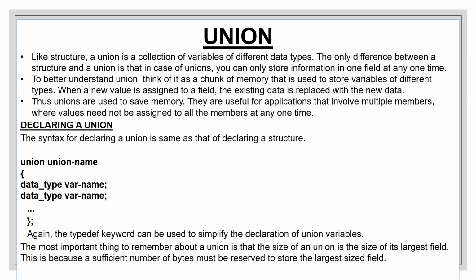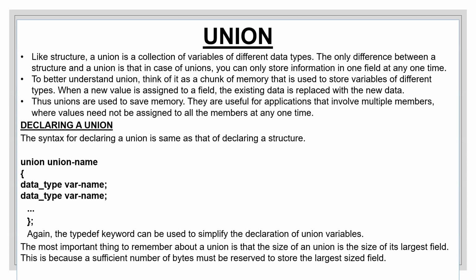To better understand union, think of it as a chunk of memory that is used to store the variables of different types. When a new value is assigned to a field, the existing data is replaced by the new data. Thus, unions are used to save memory. They are useful for applications that involve multiple members where values need not be assigned to all the members at any one time.